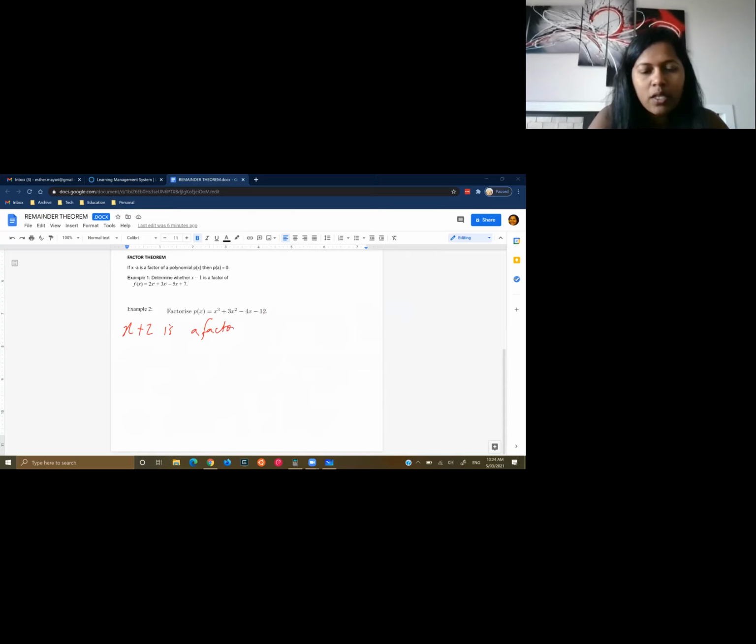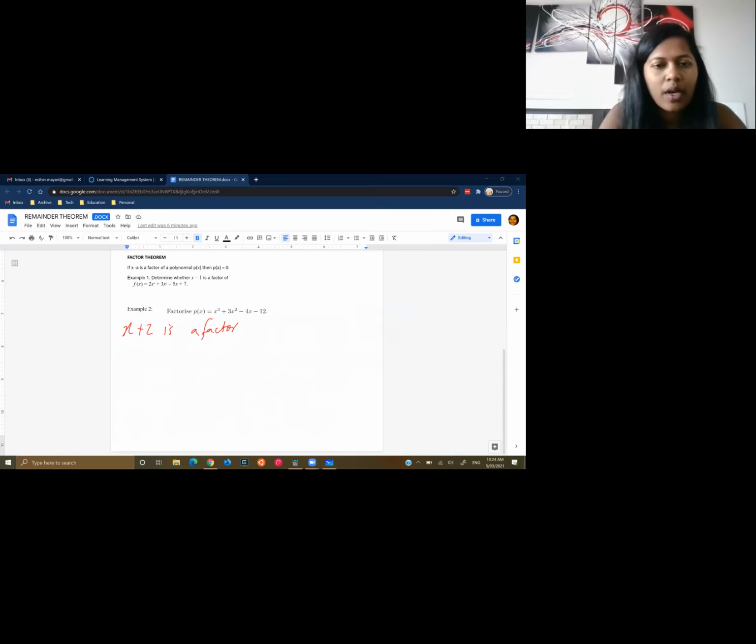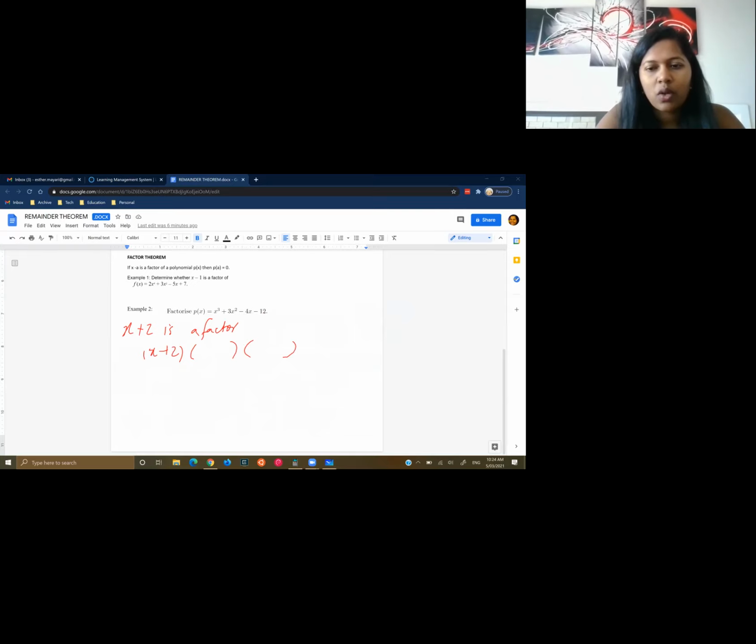there are 2 ways I could go about this. I could still try and inspect further: x plus 2 is one factor, so what are the other ones? I know they have to multiply to 12, so the other ones must multiply to 6. So it's either 3 and 2 or 6 and 1. You can just try those and see.